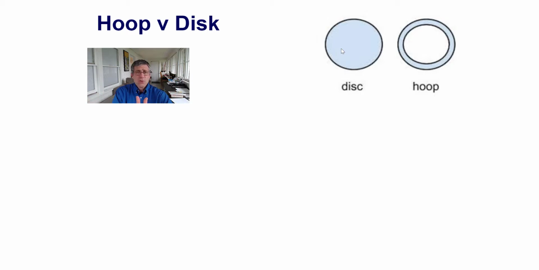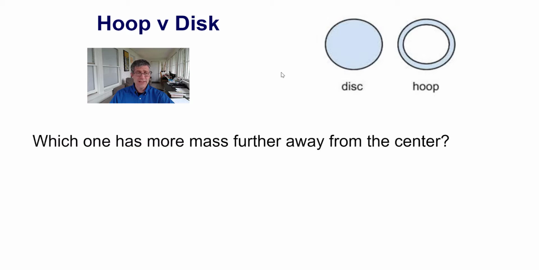And I'll have mass closer to the axis of rotation. It's going to be easier to get it to rotate, and I'm going to have a lower moment of inertia, a smaller moment of inertia. All right, so for a disc and a hoop, the question is which one has more mass further away from the center. Hopefully you recognize that the hoop has more mass further away, so I predict it's going to have a larger moment of inertia.